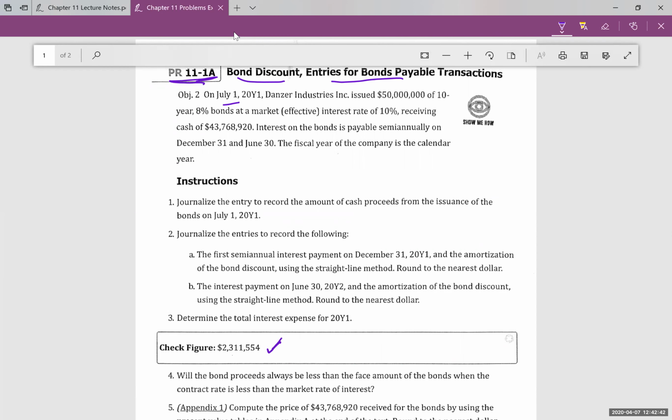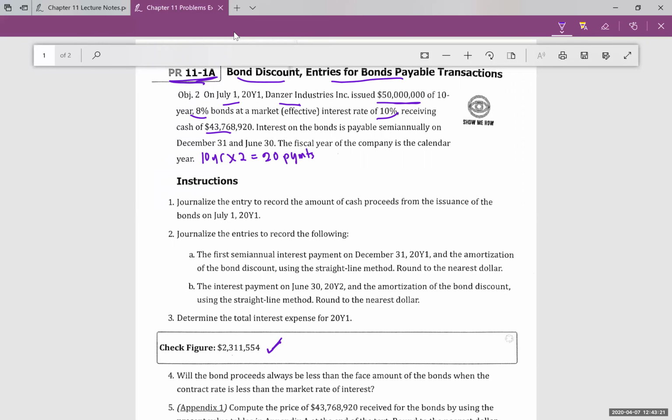So on July 1st, Danzer got $15 million worth of bonds. They're going to have to pay them back. It's a 10-year bond, twice a year payments. The 8% bonds at a market rate of 10%. So the contract rate is 8% and the market rate is 10%. And it does say how much cash they got up front. The interest of the bonds is paid semi-annually. So if this is a 10-year bond and there are 2 payments per year, right off the bat we know there's going to be a total of 20 payments.